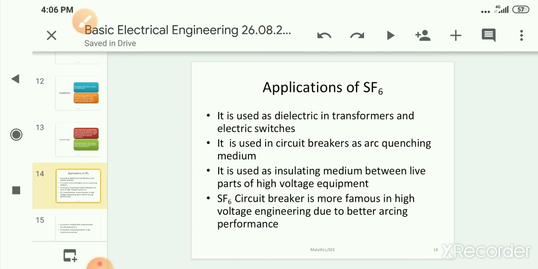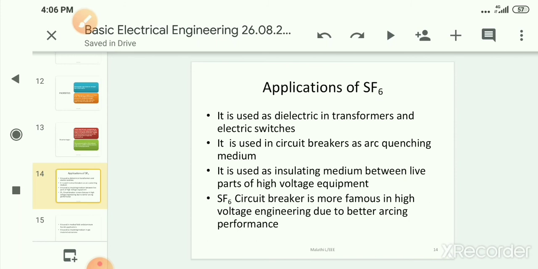It is used as an insulating medium between live parts of high voltage equipment. The SF6 circuit breaker becomes more popular in high voltage engineering. Why? Because of this better arc quenching ability only. And this sulfur hexafluoride gas is used in the medical field and in foundry applications, in aluminium as a trace gas for reduction of porosity, corrosive and toxic.